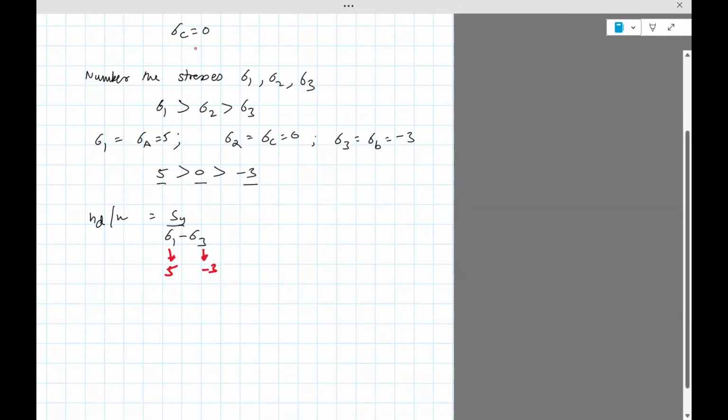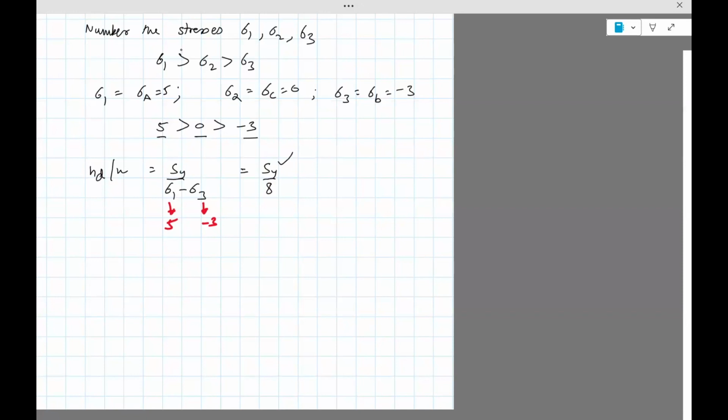So you can then do the calculation. It will be something like Sy divided by 8. Whatever you've given as Sy to be, you can compute the factor of safety. Now here's another case, just to give you how this works.